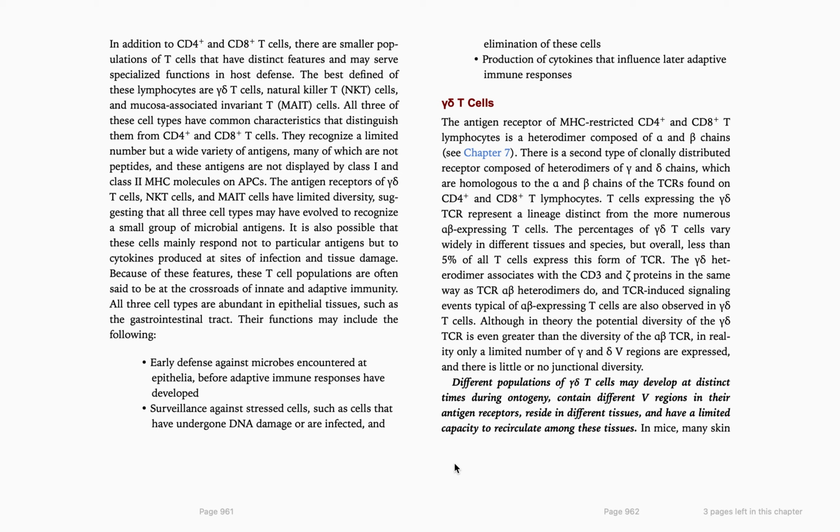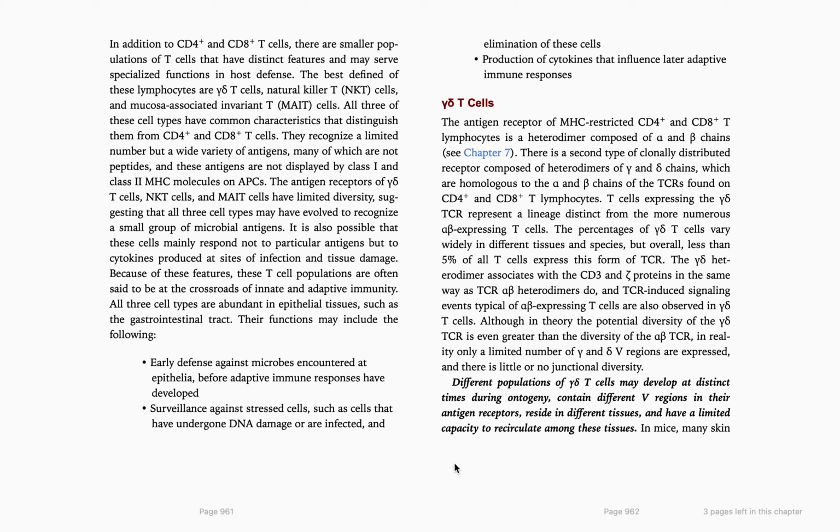All three cell types are abundant in epithelial tissue, such as the gastrointestinal tract. Their function may include the following. They are involved in early defense against microbes encountered at the epithelium before adaptive immune responses have developed. They are involved in surveillance against stressed cells, such as cells that have undergone DNA damage or are infected, and elimination of these cells. They are also involved in the production of cytokines that influence later adaptive immune responses.